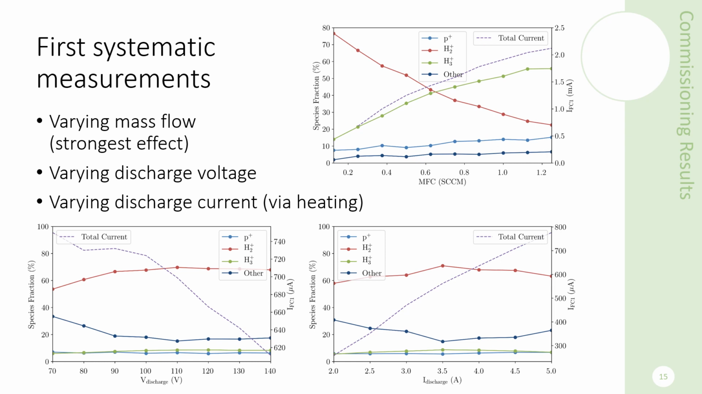We also varied the discharge voltage and the discharge current, and as you can see down here, these change the total current slightly, but they don't have a strong effect on the species ratio.